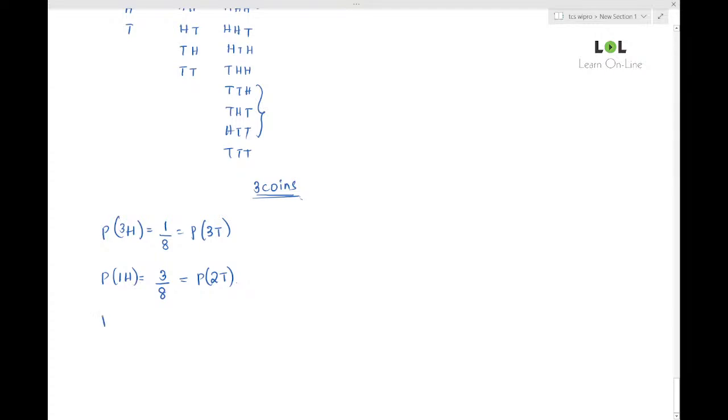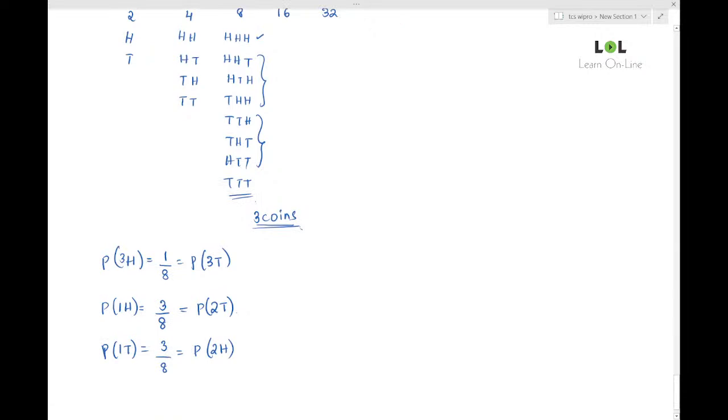Likewise, if I ask the probability of 1 tail, that is also exactly 3 cases, 3 out of 8, which is the same as the probability of 2 heads. Now, I have written everything here, and by looking at that we can easily answer. But do we really have to look at it? Observe carefully. 1 head means where can I get it?